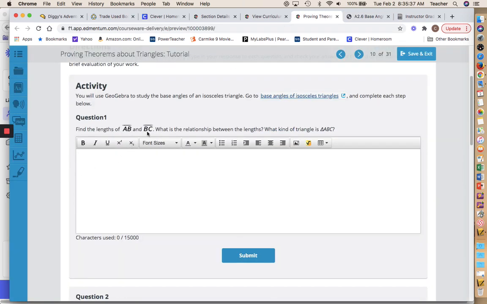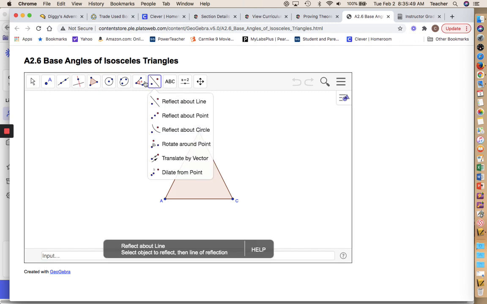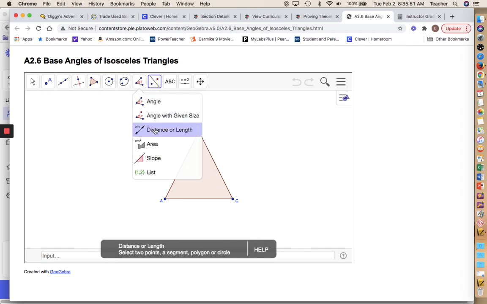Find the lengths of AB and BC. What's the relationship between these lengths? What kind of triangle is ABC? Oh, well, I imagine it's going to be an isosceles triangle. Well, let's see. AB and BC. All right, so let's see. Got to find the lengths.